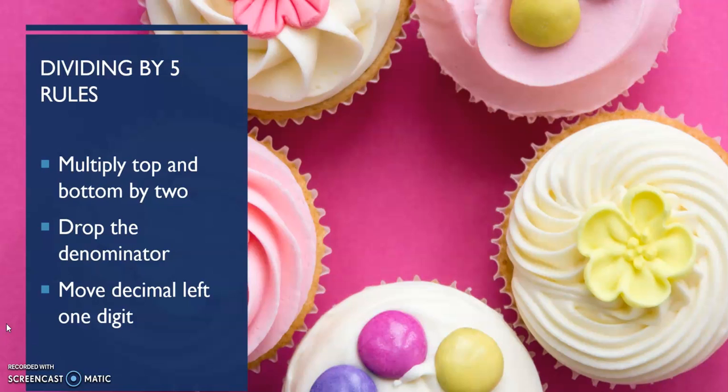So here are your rules for dividing by 5. You have to multiply both the top and the bottom by 2, then you drop your denominator, and then you move your decimal left one digit.